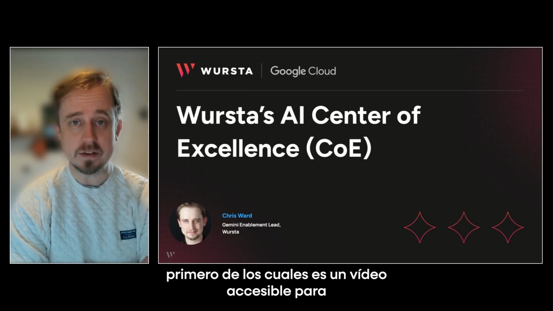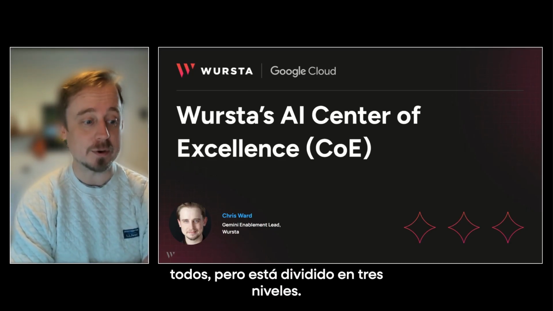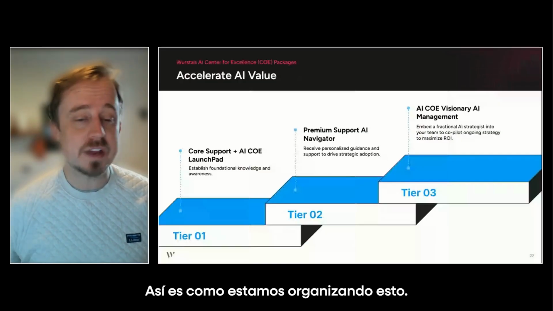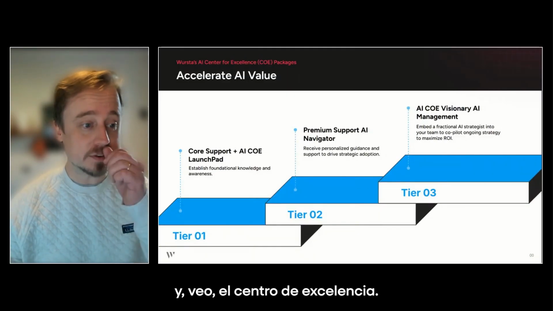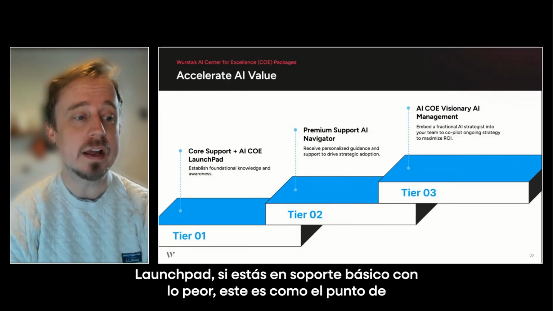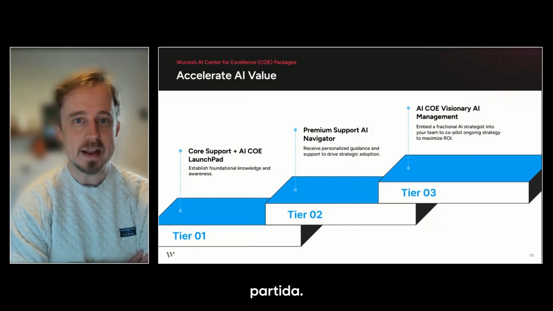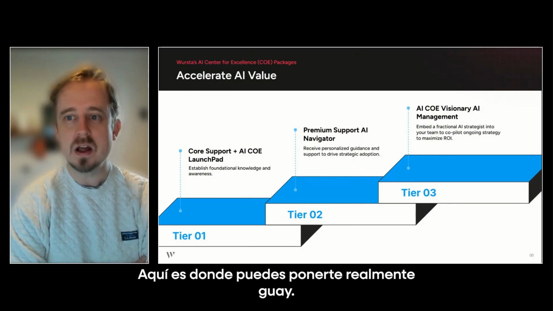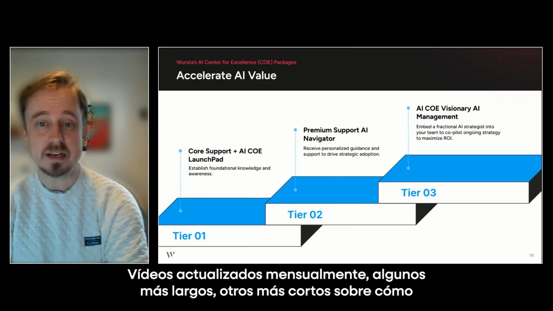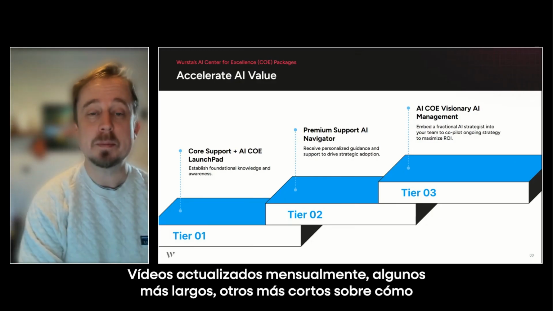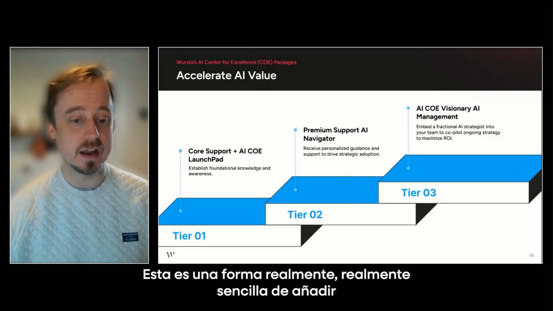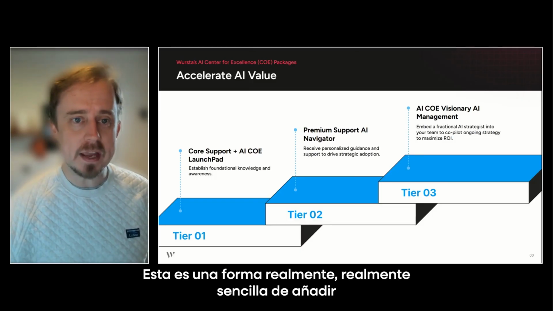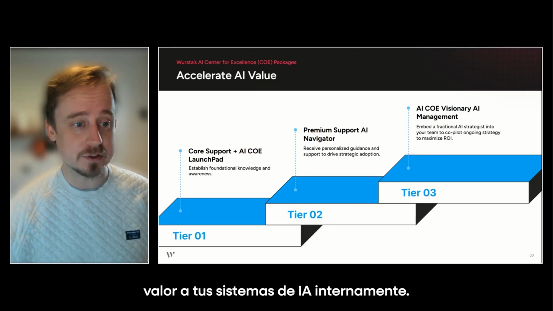This video will be accessible to everyone, but the offering is in 3 tiers. This is how we are organizing this. The first tier is the core support and AI Center of Excellence Launchpad. If you are in core support with Wursta, this is the starting spot. This is where you can get weekly, monthly updated videos, some longer, some shorter, on how to enable your workforce with AI. This is establishing foundational knowledge. This is a really easy way to add value to your AI systems internally.